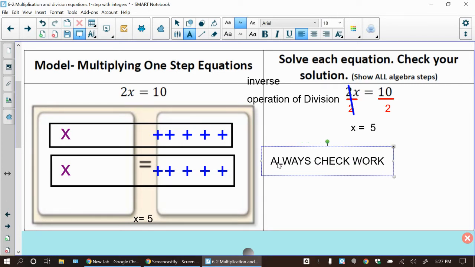And the way we do that is we take what we found the variable to be and multiply it into the equation that we have. So I would need to know, is 2 times 5 the same as 10? Well, yes, 10 does equal 10. And that's how we solve that one. Okay, you need to pause this and then come back.